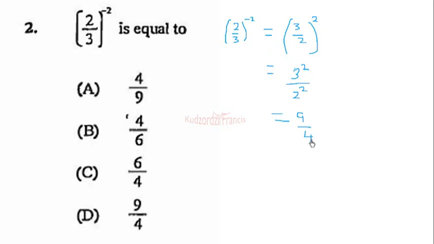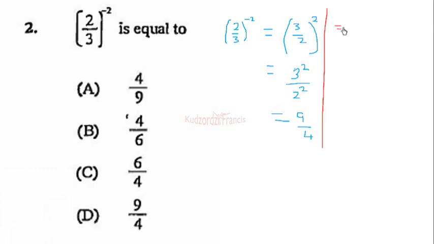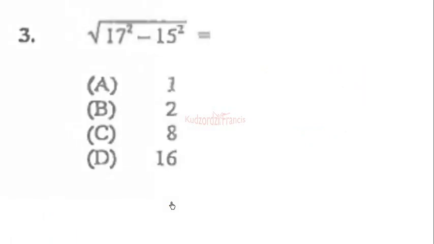Now we want to find the equivalent of 2 out of 3 exponent negative 2. We flip the base and change the exponent to a positive sign, so this becomes exponent positive 2. Share the exponent for the top and bottom to get 3 squared over 2 squared, and that will give you 9 out of 4. If you don't want to do it this way, you can also multiply 3 out of 2 by itself, and that will give you 9 out of 4. So the correct answer is D.